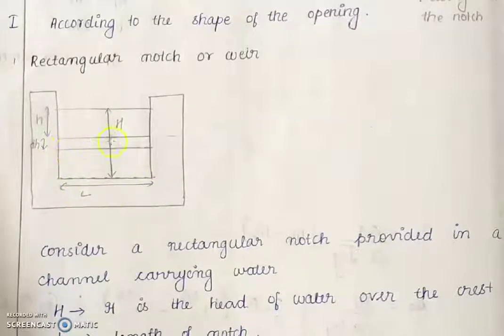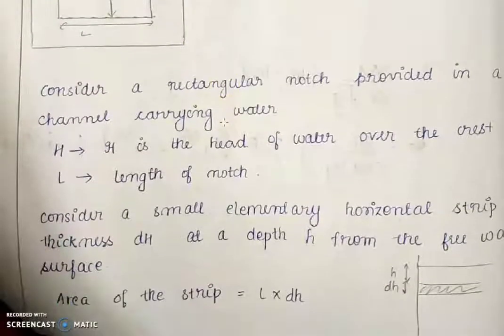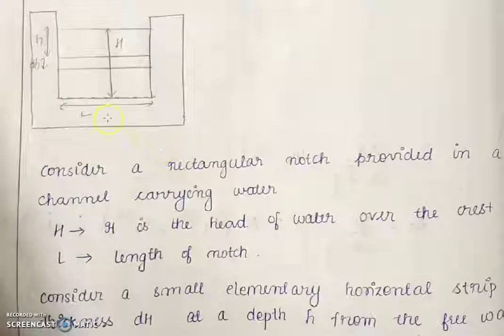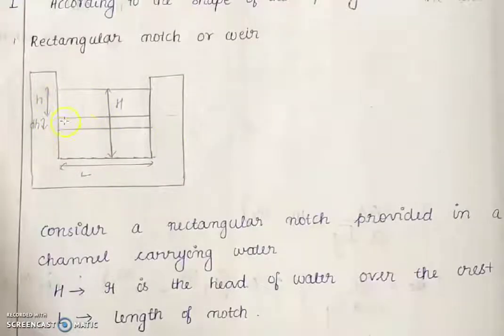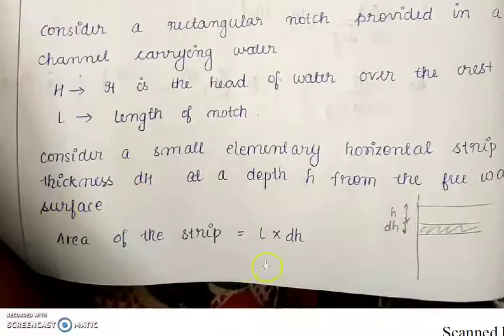Consider a small strip of height dh, whose top edge is at a height of small h from the free surface. So this is about the figure. Here, the area of the strip is L into dh. So I have found out the area of the strip.